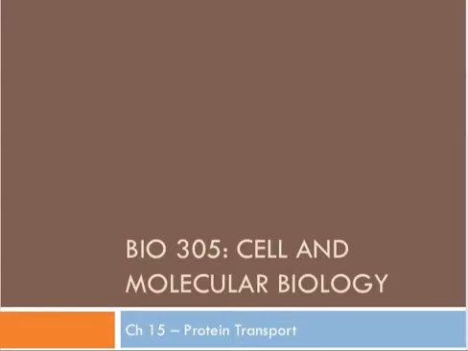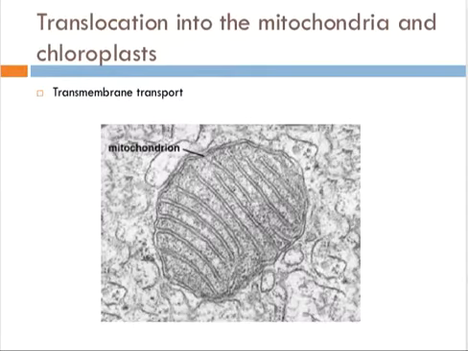Okay, so we talked about gated transport that was going to allow bidirectional transport in and out of the nucleus, and it could take both folded or unfolded proteins. Now we're going to talk about translocation. We're going to start by looking at translocation in the mitochondria and the chloroplasts.